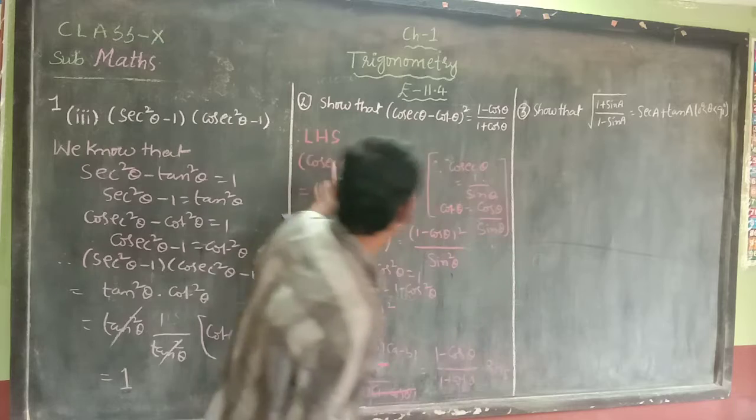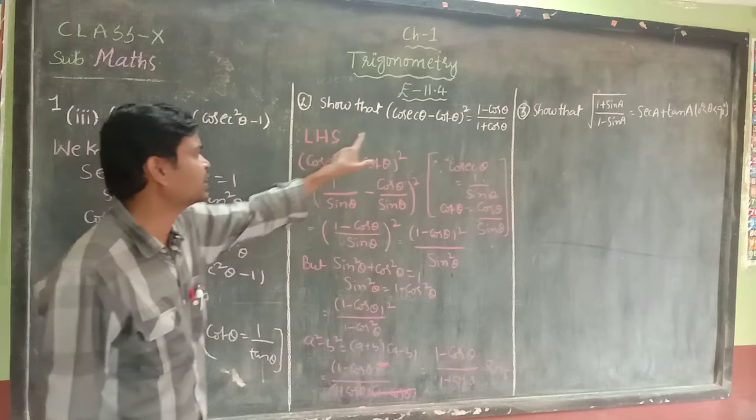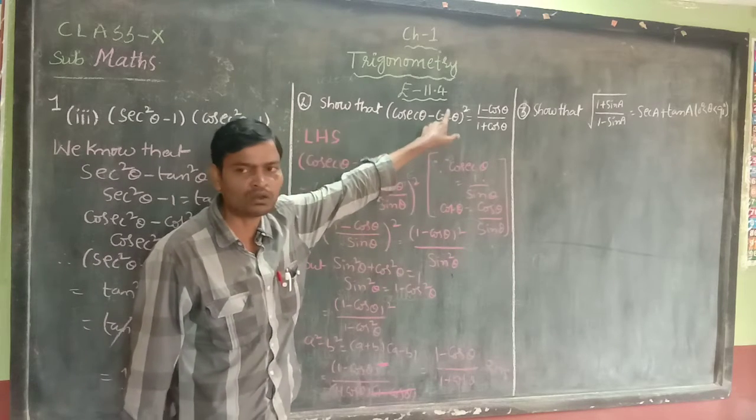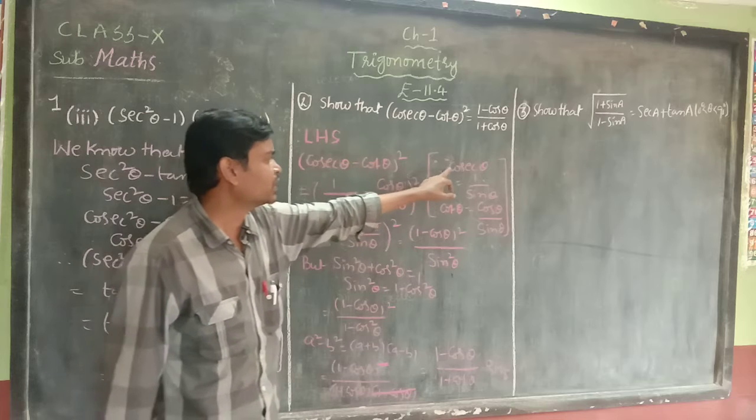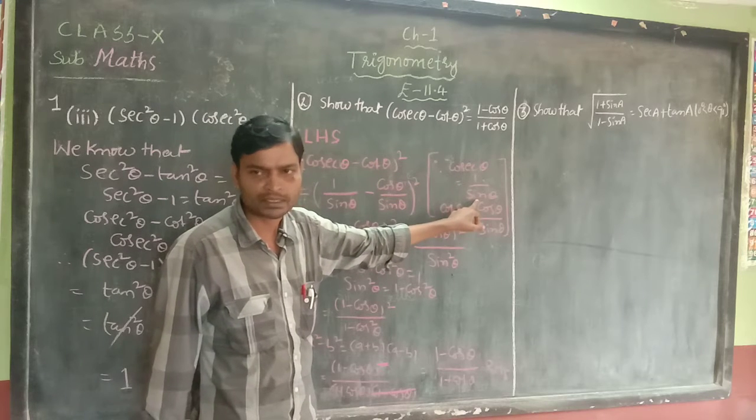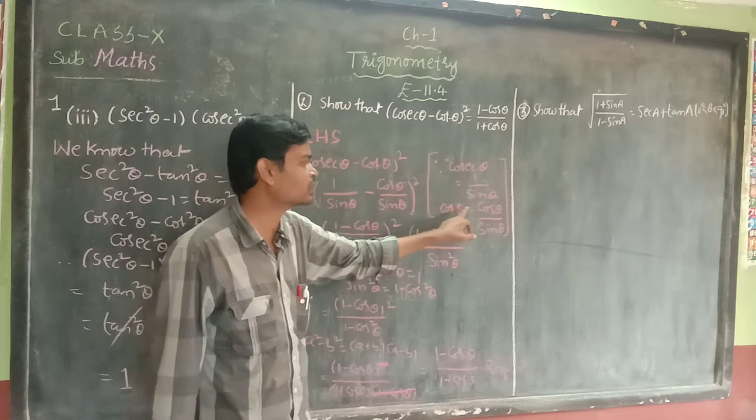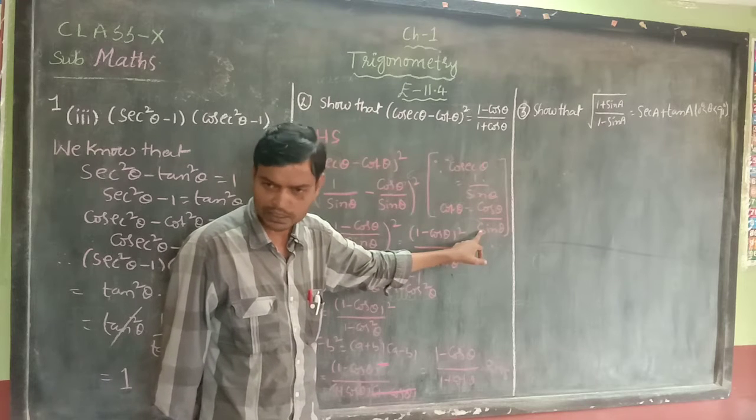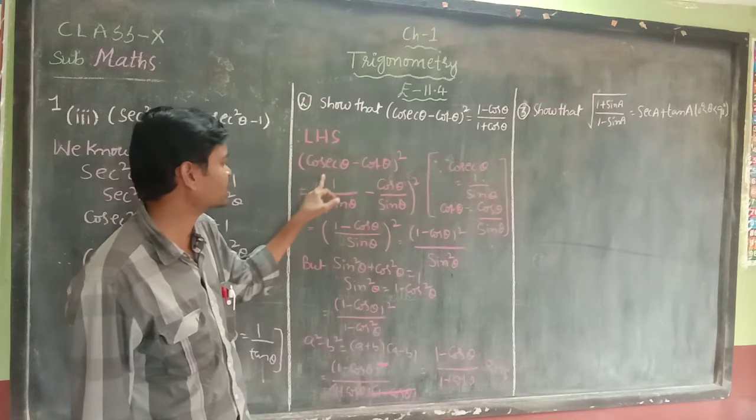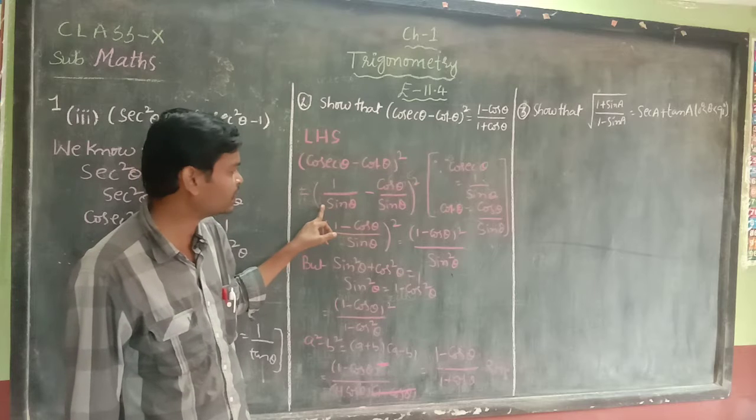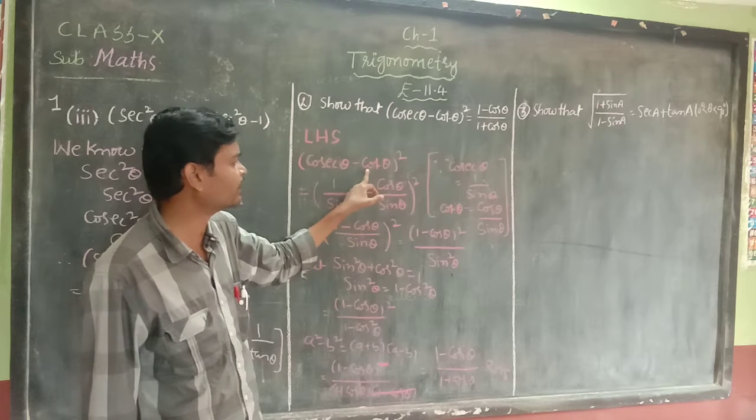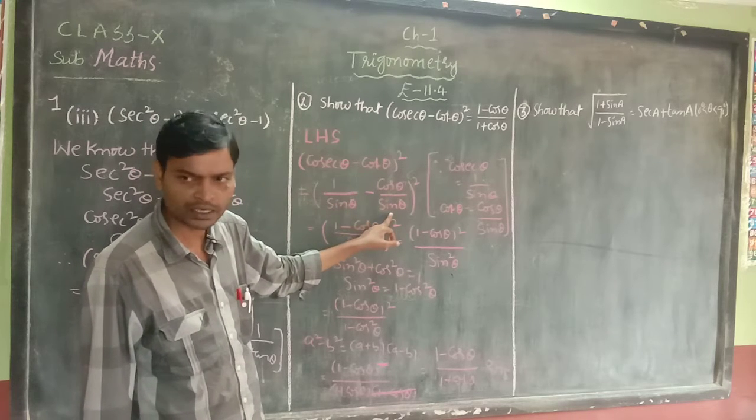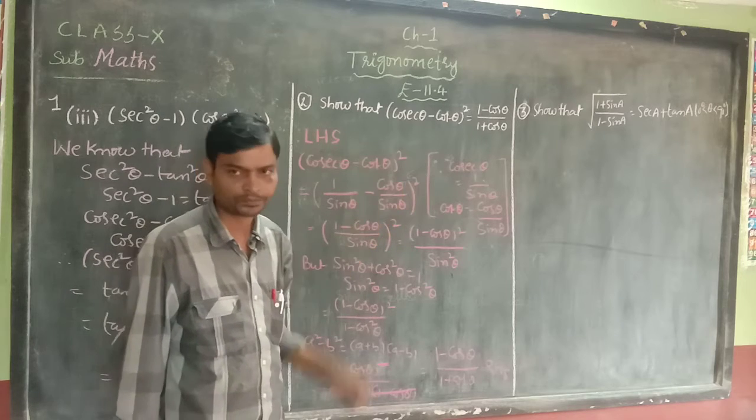So here we are taking the LHS. What is the LHS? (cosec theta minus cot theta) whole square. But cosec theta is equal to 1 by sin theta, and cot theta is equal to cos theta by sin theta. Therefore, I am writing cosec theta as 1 by sin theta, minus cot theta as cos theta by sin theta, whole square.